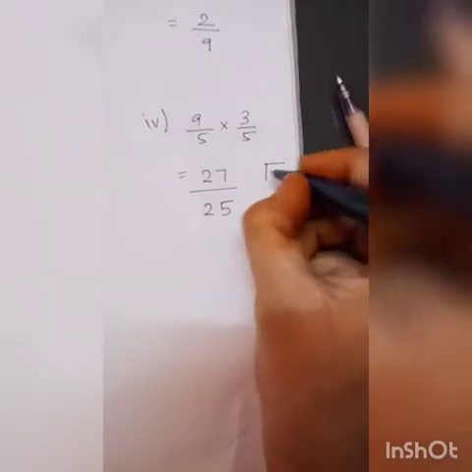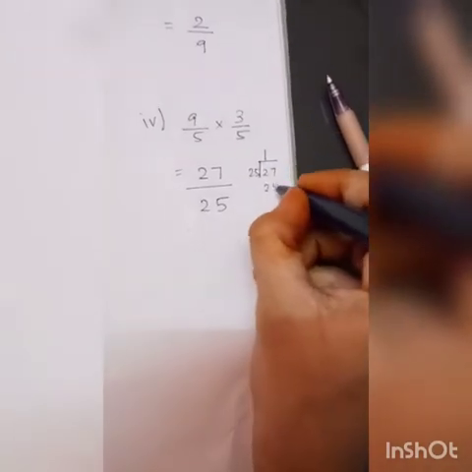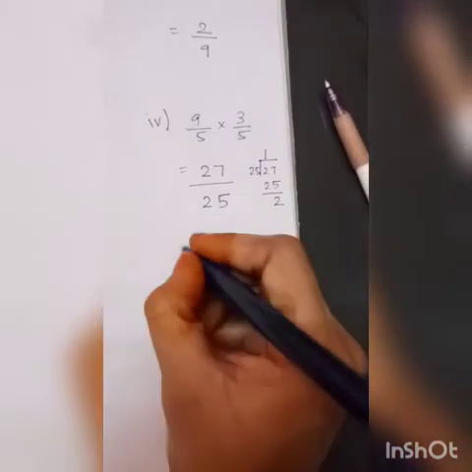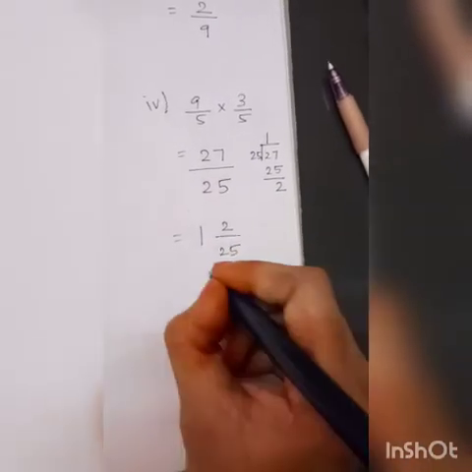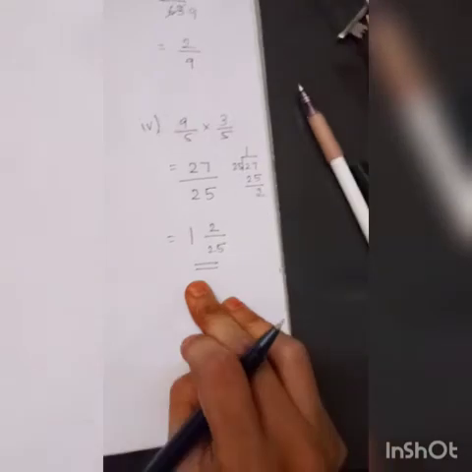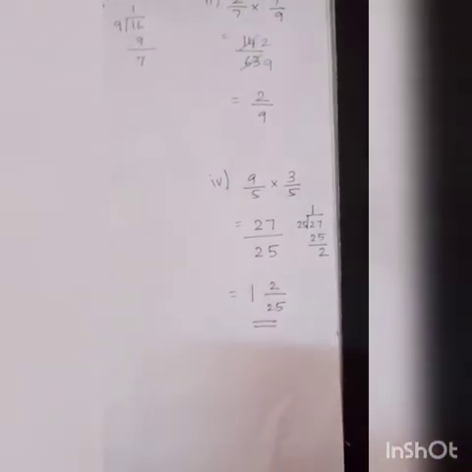You will convert it into mixed. 25 ones are 25, remainder 2. So 1 2 by 25. So this is my answer. 1 2 by 25 is my answer. The remaining 3 problems, which are 5th, 6th, 7th, are your homework.